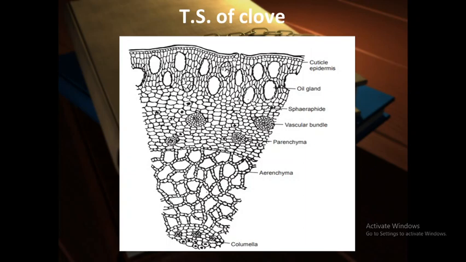So the most important thing is that cluster shaped calcium oxalate crystals are there in columella of clove bud. Another important thing, calcium oxalate crystals with prismatic shapes. So prismatic calcium oxalate crystals, then starch grains and stone cells are absent in clove bud, the most important microscopic characteristic which may be asked in your GPAT examination, that is prismatic calcium oxalate crystals, then starch grains and stone cells as well as trichomes are absent in columella of clove bud.